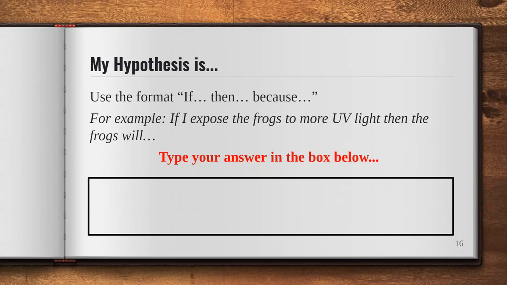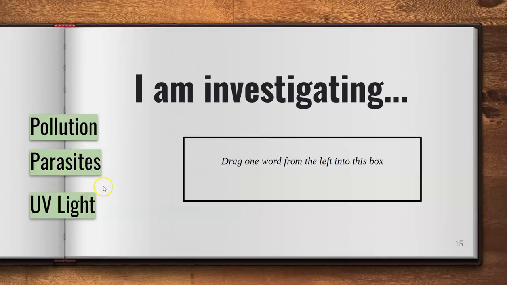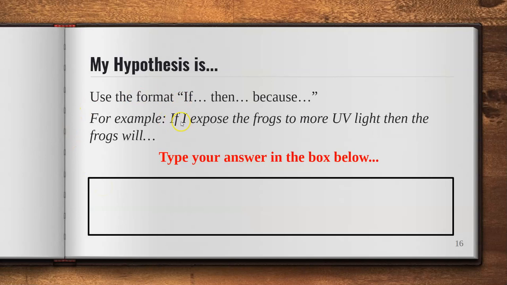So once you've done your hypothesis, you tell me what your hypothesis is. So if we go back and you're doing UV light, maybe your hypothesis is, if I expose the frogs to more UV light, then the frogs will, and you tell me what happens. They'll have more deformities, they'll have less deformities, whatever you think will happen and why. Okay, so you type your hypothesis in.